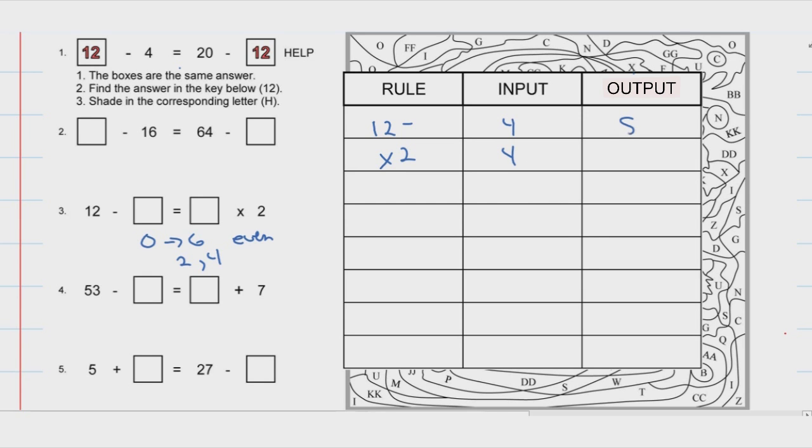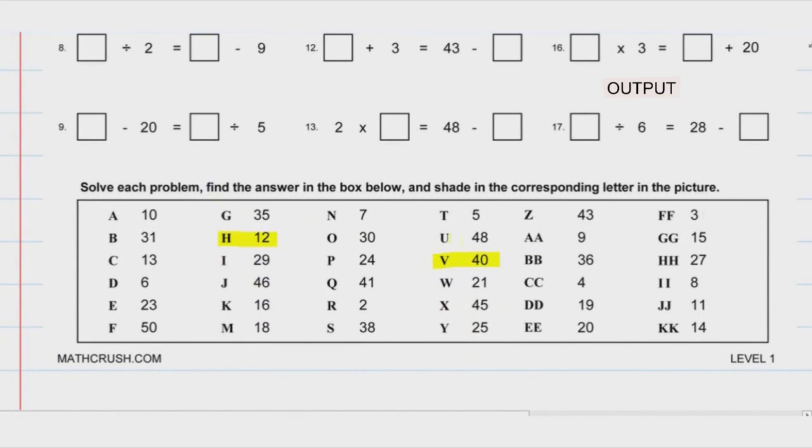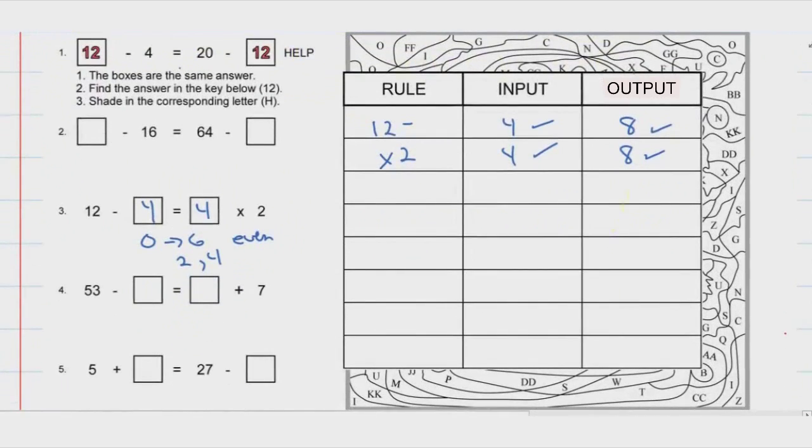12 minus 4 is 8, which is the output, which is the answer. And 4 times 2 is 8. We got 8, 8, and we got 4, 4. So we know 4 is going to go in the box. And now we come down to our bigger box and we look for 4. 4 is going to be letters C, C. We come up to the picture and we're looking for all the C's and we shade them in. Let me clean this up really quick and we'll start looking at problem number 4.